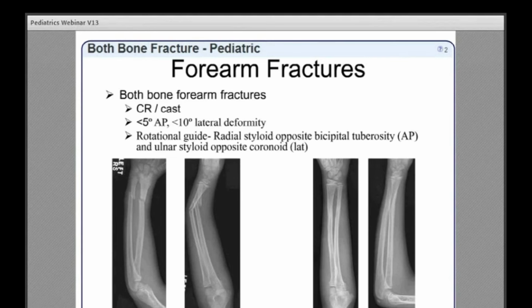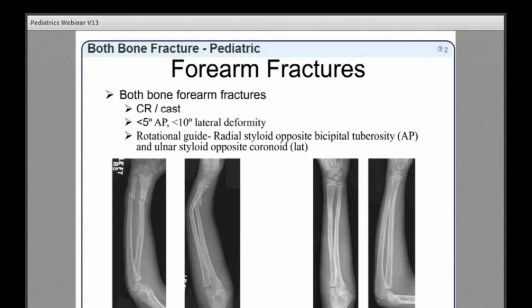And usually those criteria include less than 5 degrees of deformity in the AP view and less than 10 degrees of deformity in the lateral view. Up to about age 10, these are acceptable criteria. Also, somewhere in the neighborhood of 20 to 30 degrees of rotational deformity seems to be well tolerated by patients. Now, a rotational guide on the AP view is that the radial styloid should be opposite the bicipital tuberosity, and this is 180 degrees opposite.